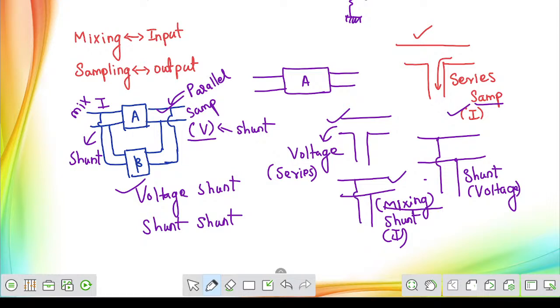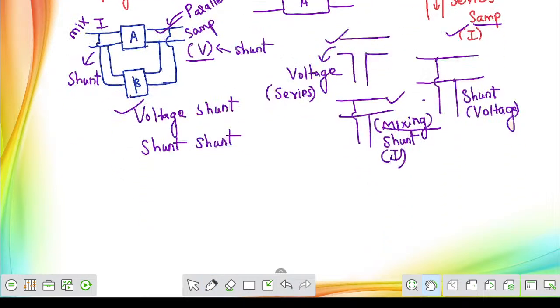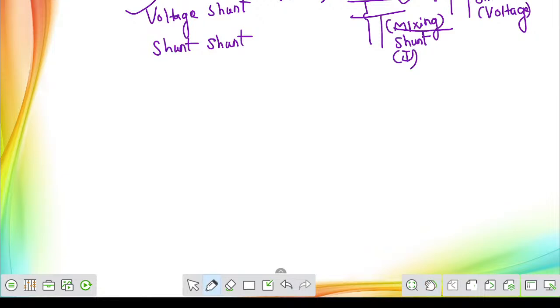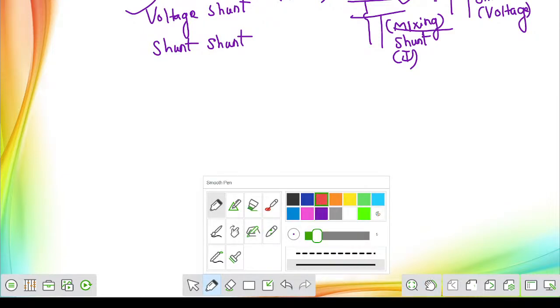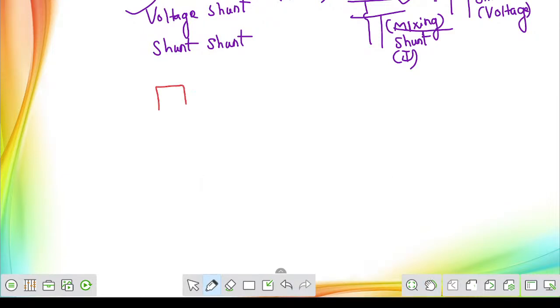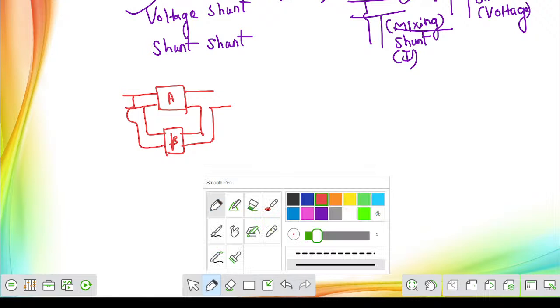Now, first focus on the circuit, whether the output is series sampling or shunt sampling. Based on that you can give the name. For example, let me take one more circuit. If a circuit is given like this, how will you name it, sir? This is beta, this is A. Once again we have to identify the topology. How will you identify the topology?